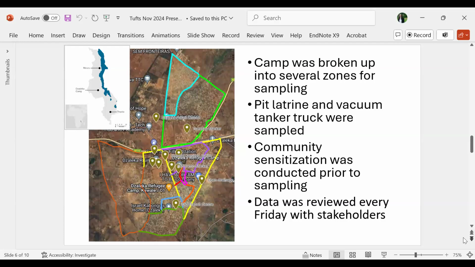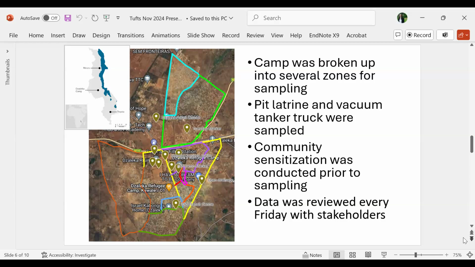Samples were analyzed at the Ministry of Health, which was set up for analysis specifically for this project. But about 10% of the samples were still sent to the University of Louisville and the Malawi University of Science and Technology lab for quality assurance. Data was reviewed every Friday with stakeholders, and in the event of positive results, these stakeholders were ready to work together to target necessary interventions like vaccinations, hygiene promotion, and bucket chlorination.